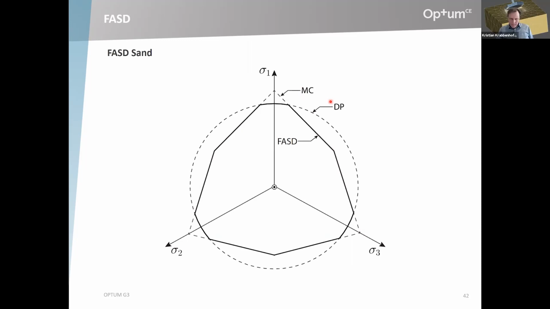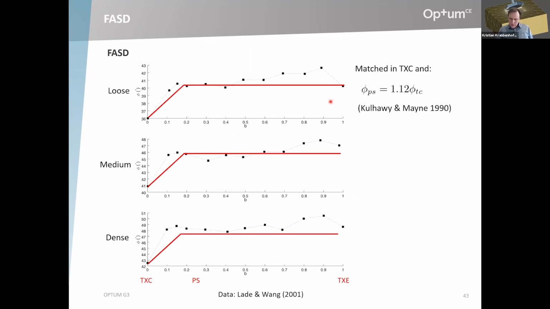And so the question is then, we're back to what should be the relation between the plane strain and the triaxial compression angles. So again, this is the Lade data, and I've tried to use this kind of well-known relation. It says that the plane strain angle is 1.12 times the triaxial angle.